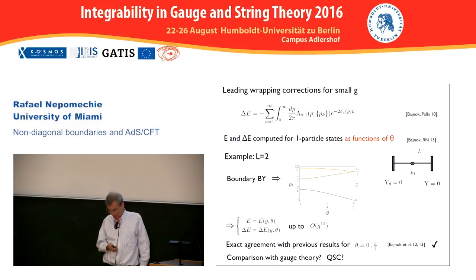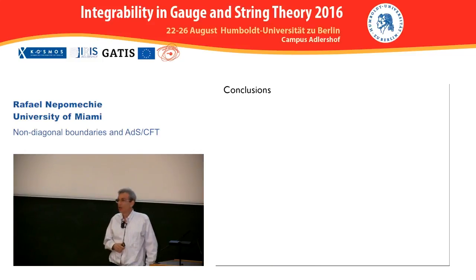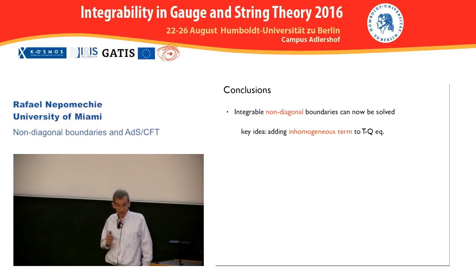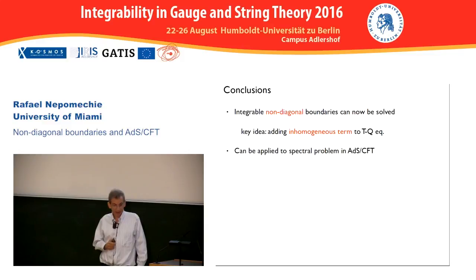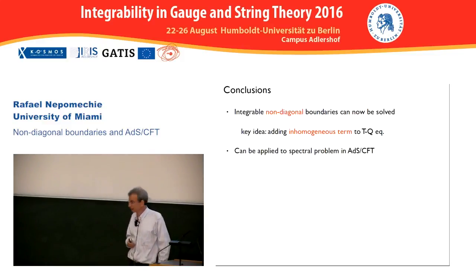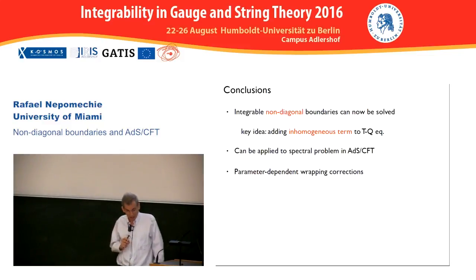So to conclude, I've tried to argue that integrable non-diagonal boundaries can now be solved. The key idea is adding this inhomogeneous term to the TQ equation, and it can be applied to the spectral problem in AdS/CFT. And then we used this to compute parameter-dependent wrapping corrections.